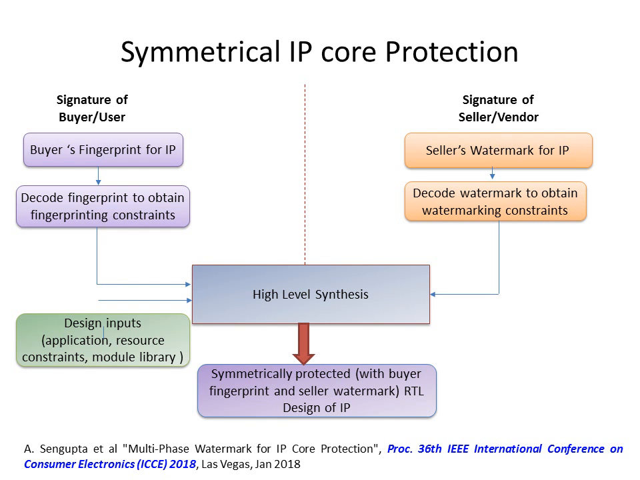So this is what the actual process looks like. We have the signature of the buyer and user. The buyer's fingerprint for the IP is decoded to produce the respective fingerprint constraints, and that goes into the HLS process along with the design inputs like constraints, library, and the application. Similarly, on the right half we have the signature of the seller, where the seller's watermark for the IP is decoded into its respective watermarking constraints, and that also goes into the high-level synthesis framework. Both are added on top of each other, and then we finally have a symmetrically protected RTL design of a DSP IP with buyer fingerprint and seller watermark.